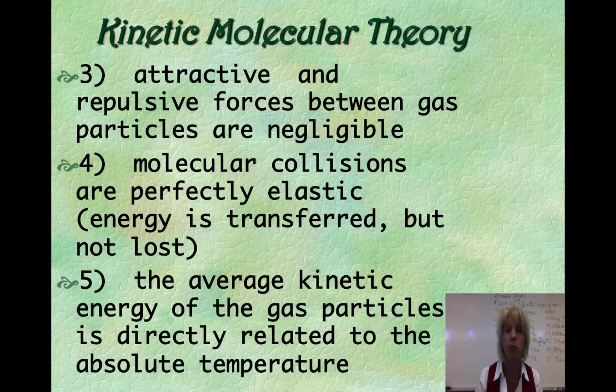The last assumption is that the average kinetic energy of the gas particles is directly related to the absolute temperature. Remember, in this unit, we're always going to do calculations with temperature in the Kelvin scale. That's called the absolute scale. In order to change Celsius to Kelvin, you add 273 degrees. Absolute zero is the lowest possible temperature. 0 Kelvin is absolute zero.